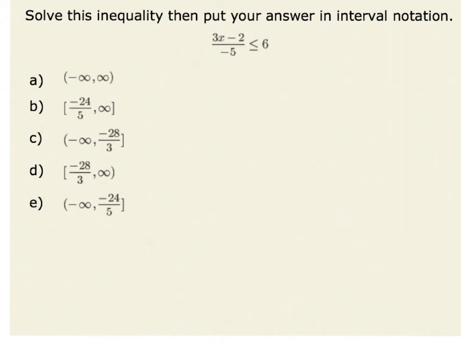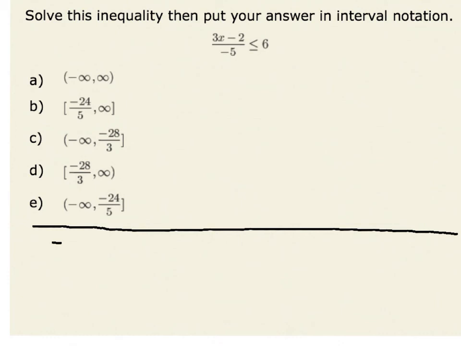This would mean that we must multiply both sides of the inequality by negative 5. Therefore, we're going to have to remember what happens when we multiply or divide both sides of an inequality by a negative number. Let's investigate this a little bit further.